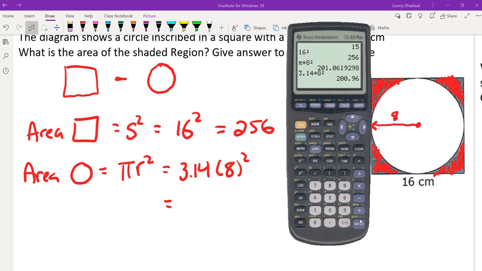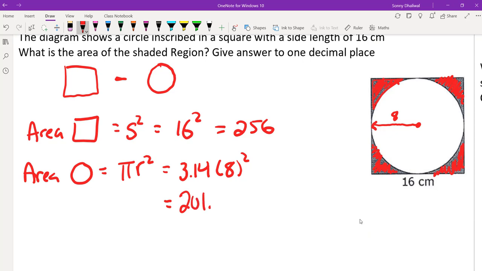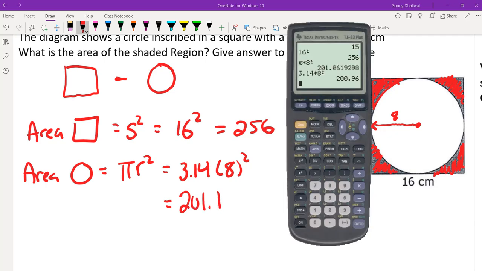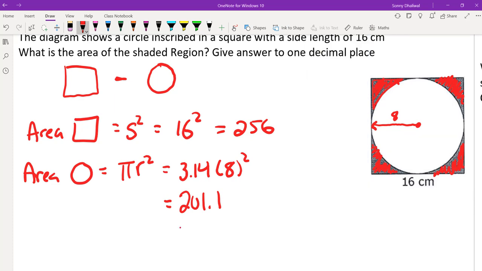Would we round up on the first decimal place? So the question asked to round to first decimal place. So that should be 201.1 if you use the value of pi as in your calculator. Or if you used 3.14, should have been 200.96, or it would round to 201.0. So you would end up with slightly different answers depending on what value of pi you use, right?